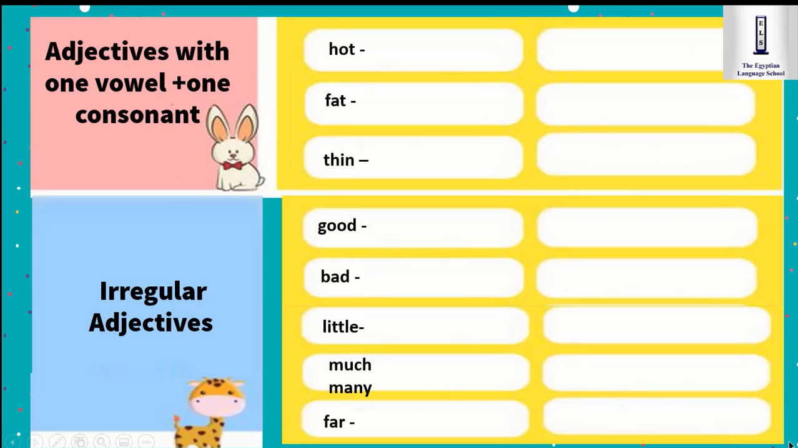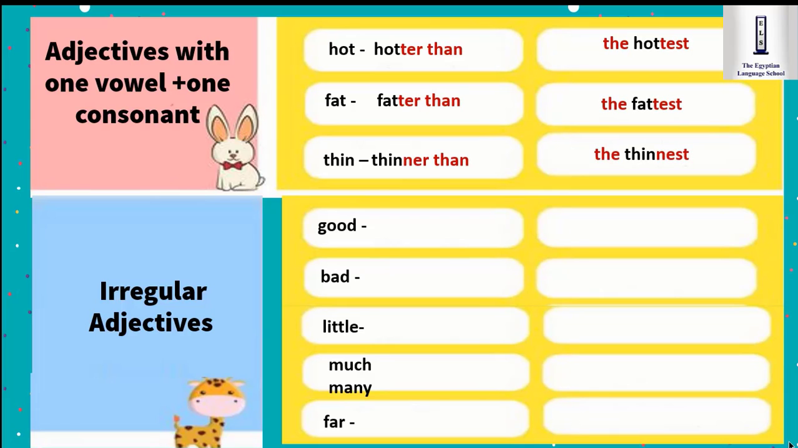Let's talk about adjectives with one vowel plus one consonant. We double the last letter and add er to form the comparative adjective, as hot will be hotter than, while in the superlative form, we double the last letter and add est to form the superlative adjective, so it will be the hottest. Also, we have fat, fatter than, the fattest, thin, thinner than, the thinnest.